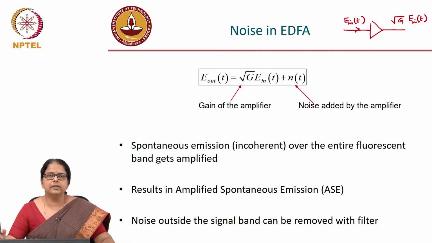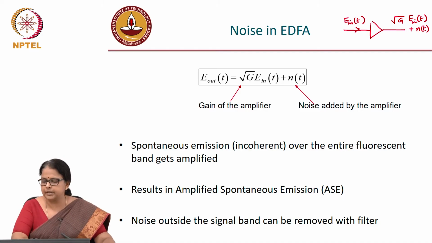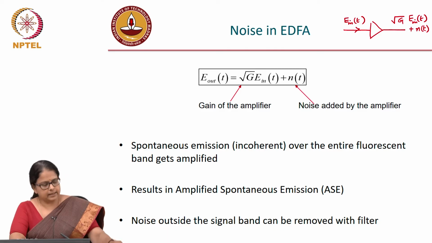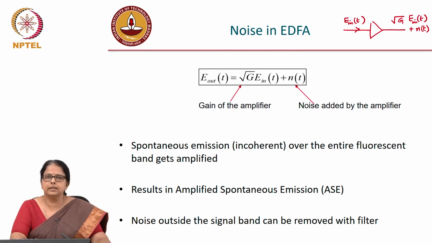This is considering only the gain, but we know that in addition to that there is a noise that is added in the EDFA, and that is represented by N of t. So, E out of t represents the output electric field. It is square root of G, where G is the power gain, times the input, plus the noise that is added by the amplifier, which is typically not warranted for.